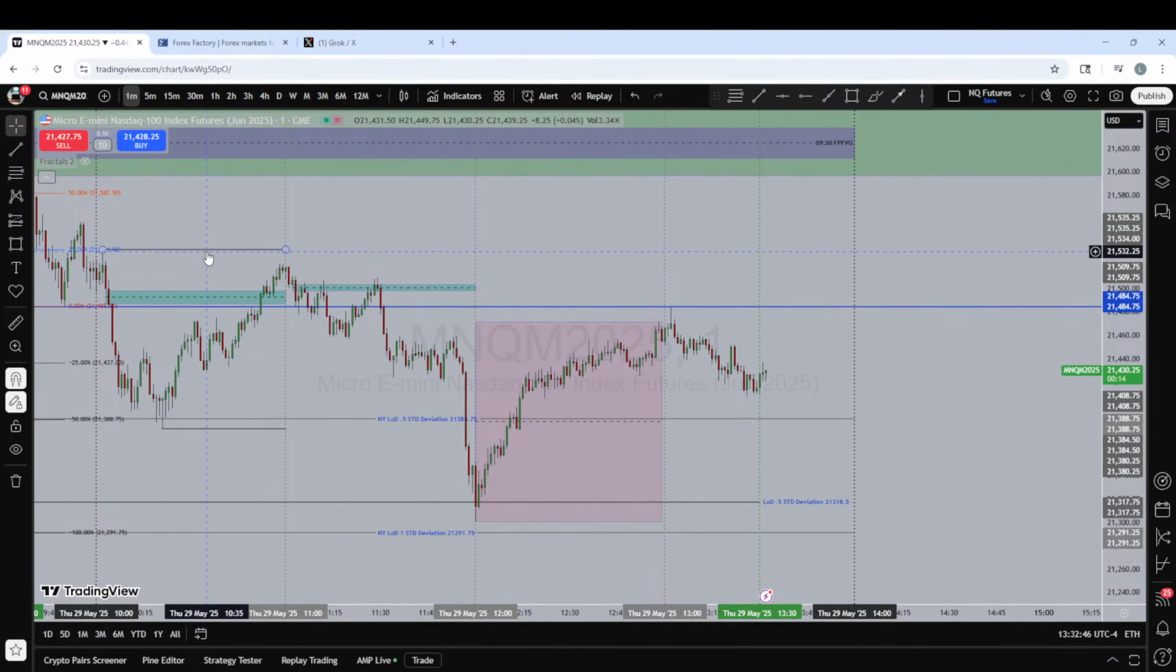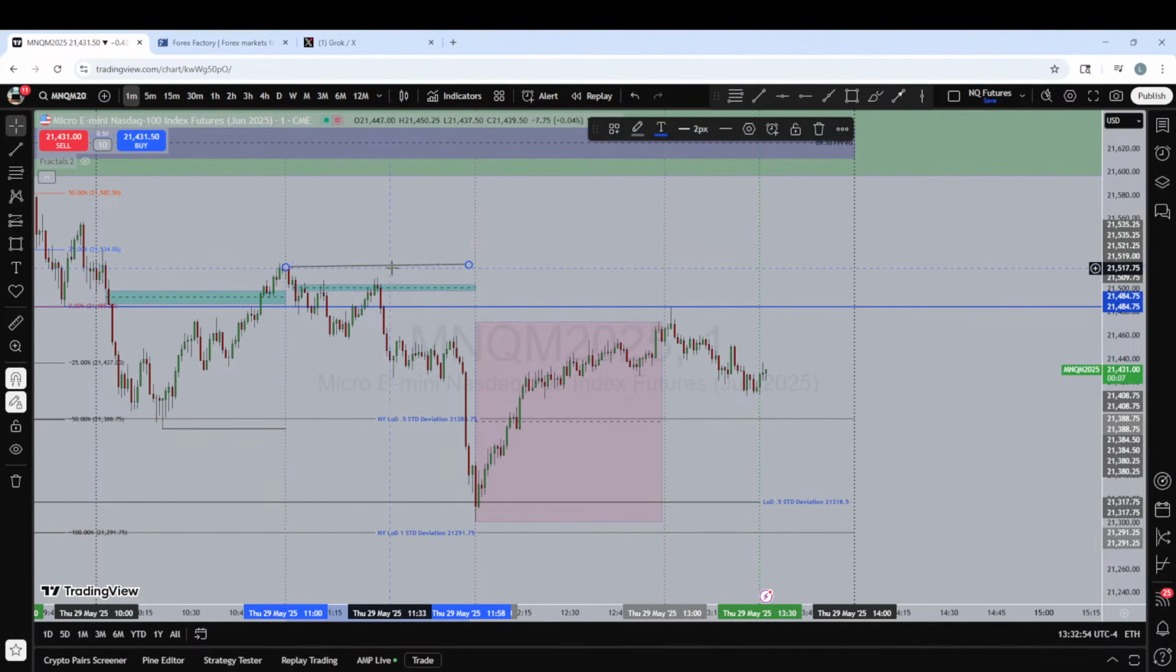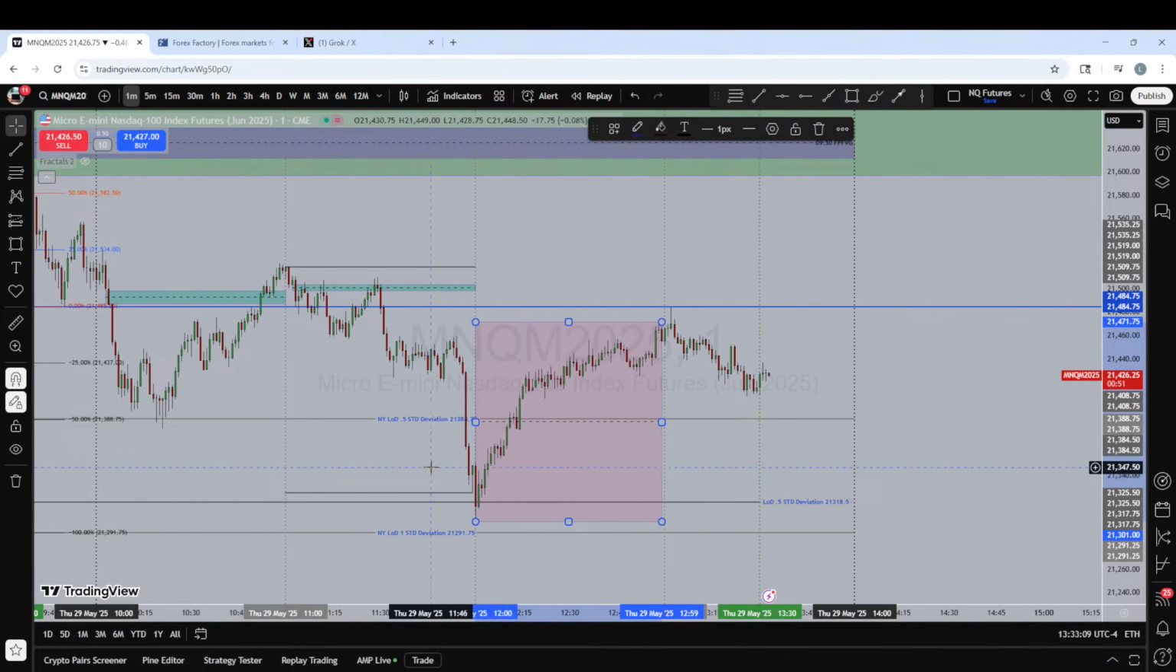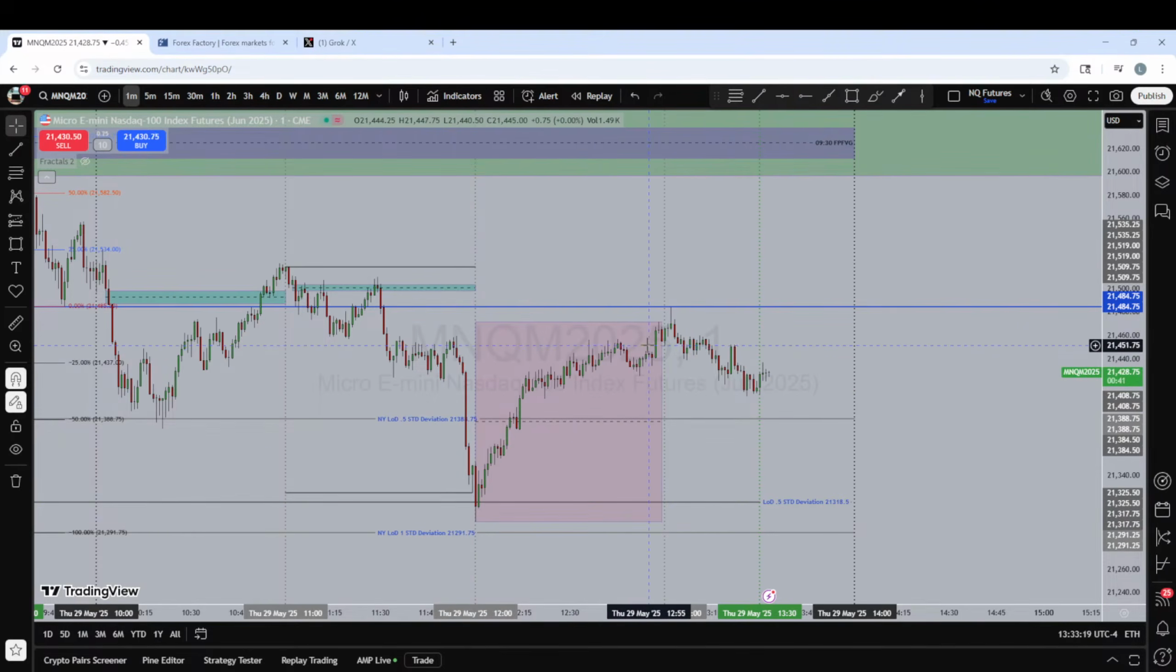Okay, I'm just gonna recycle the same lines. That's the high of the 11 o'clock hour. This is the low of the 11 o'clock hour. As soon as lunchtime hit, price took the low of the previous 11 o'clock hour, came to its goal, and then it rallied. Right? You see it very clearly.